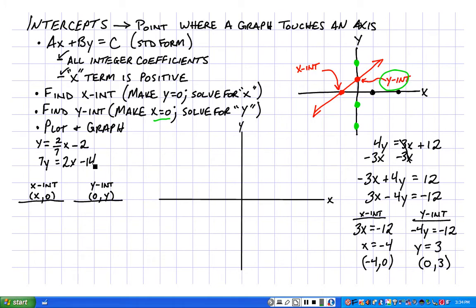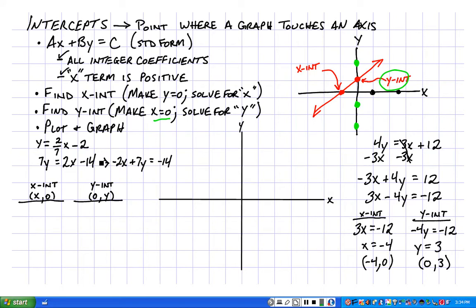Okay, now I'll go sideways with it. Now I need to get my x over here with my y, so I subtract 2x from both sides. If I subtracted 2x from both sides, I'd end up with negative 2x plus 7y equals a negative 14.